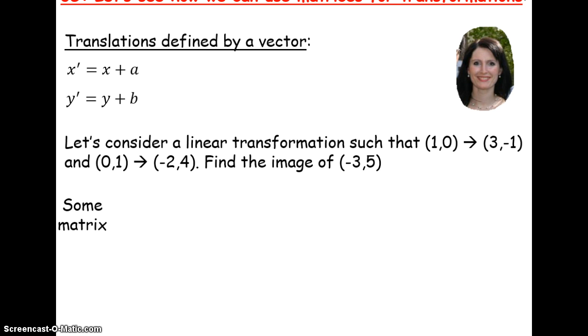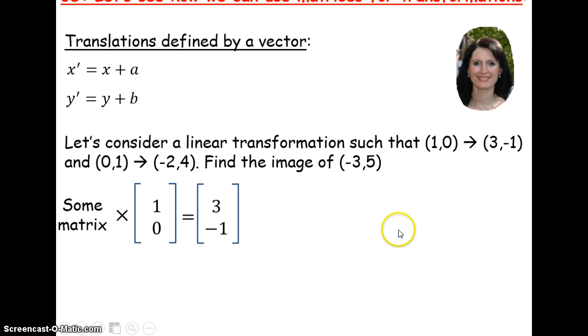So essentially, we know that we've got to multiply a matrix by our point to get the image point. So we have some matrix, we don't know what it is yet, that's what we're going to talk about, and we multiply that by the point 1, 0, and that gives us the point 3 and negative 1. So I've just taken that from the first piece of information there, being 1, 0 maps onto 3, negative 1. So there it is, now written in matrix form as an equation over here.